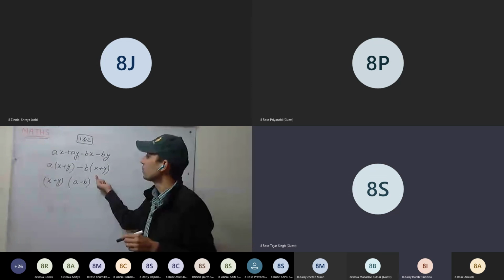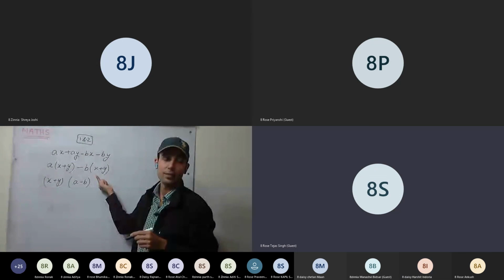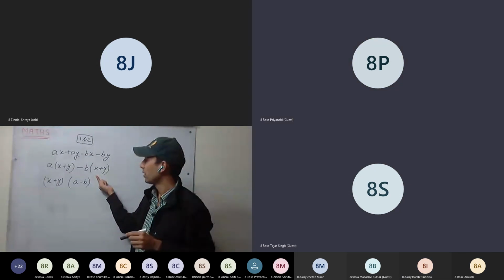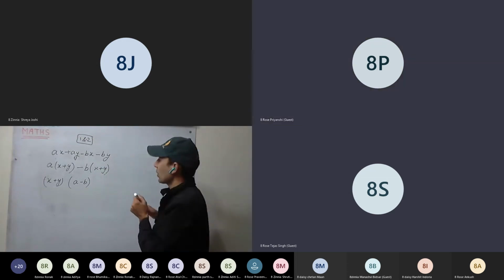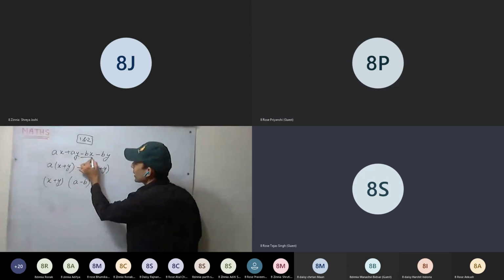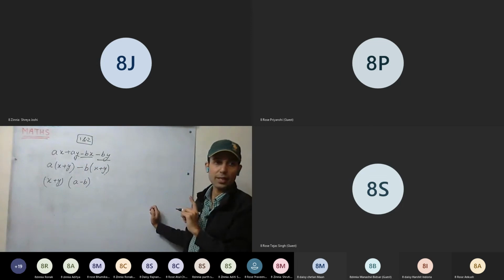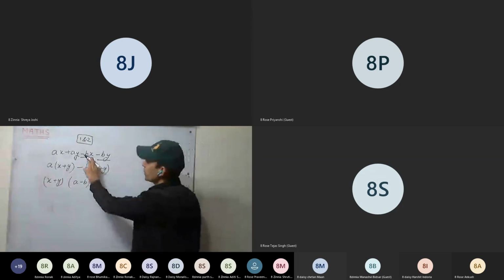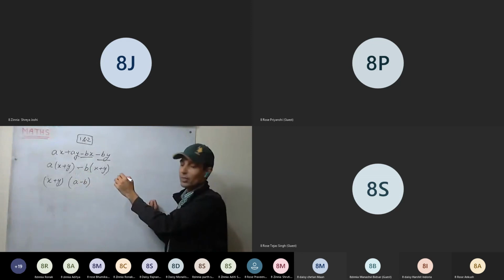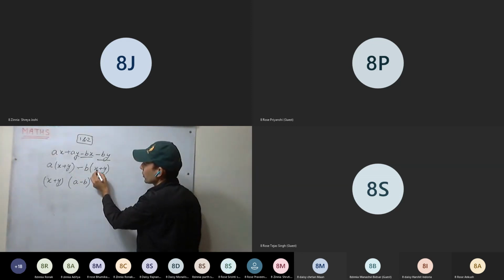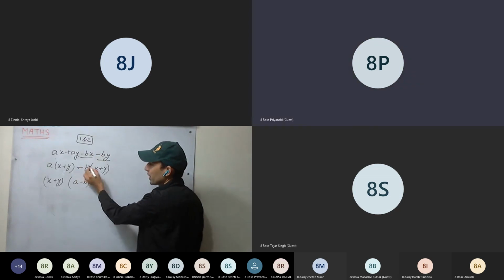Yes, what's the question, sir? Sir, how is it that in the bracket, minus b into x plus y, there is x minus y? It should be x plus y. See here, minus bx minus by. What are we taking common out? Minus b. Minus b we have taken outside. What will remain inside? x. Here minus we have already taken out, minus b is taken out. Plus y.